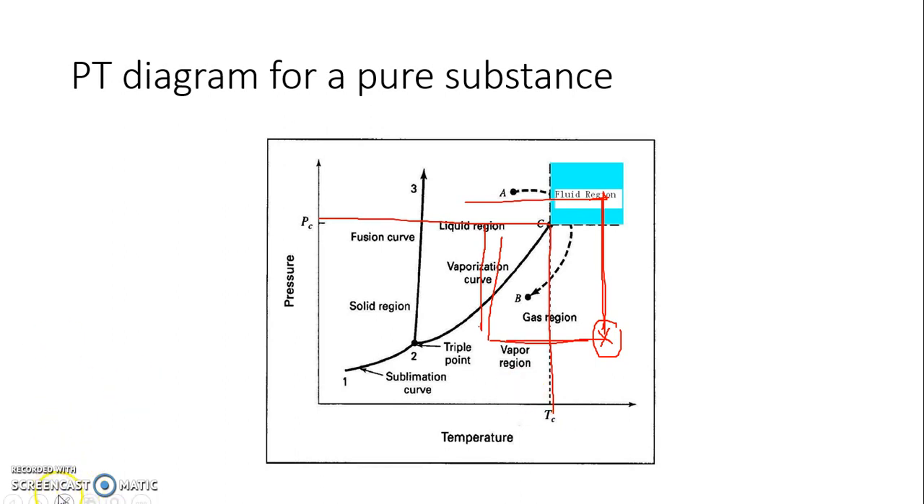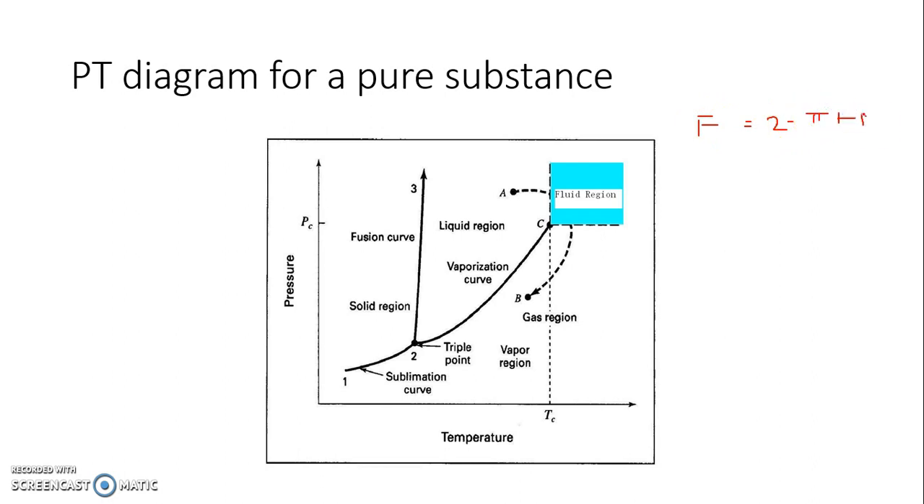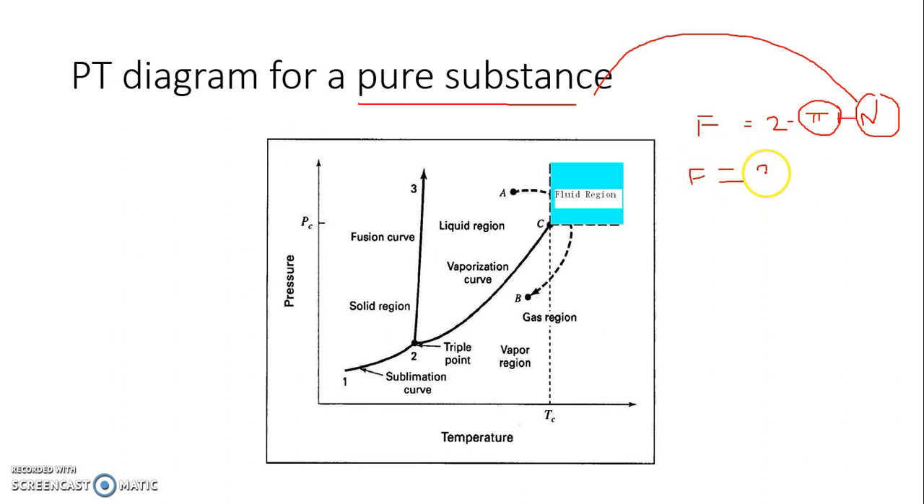Now we talked about the Gibbs phase rule, which is F equals 2 minus pi plus N, where pi refers to the number of phases and N refers to the number of species. Since we are talking about a pure substance, our N would be 1 because our species is 1, and hence for a pure substance, for this diagram, F is 3 minus pi. So depending upon the number of phases, our degree of freedom would be the value.